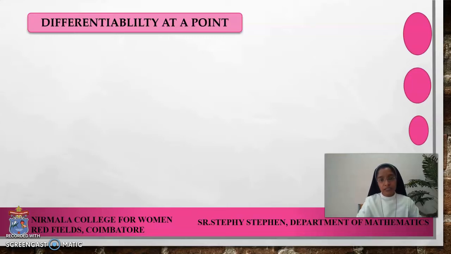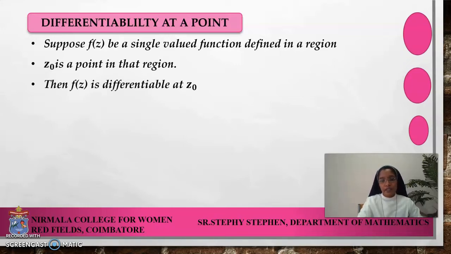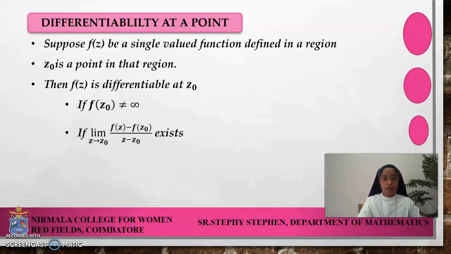Next, we are going to define differentiability at a point. Suppose we consider a single valued function, which I have already defined, f in a region, and we have z0 as a point in the region. We are not denoting what sort of a point that is. When do we say that f is differentiable at z0? When it satisfies the three conditions below. First, the function value at z0 should not be equal to infinity, that means it should be a finite value. The second condition, the limit as z tends to z0 of f of z minus f of z0 divided by z minus z0 should exist. And the third condition, that the limit value which we have defined earlier should not be equal to infinity. Under these three conditions, we say that the function is differentiable at the point z0.